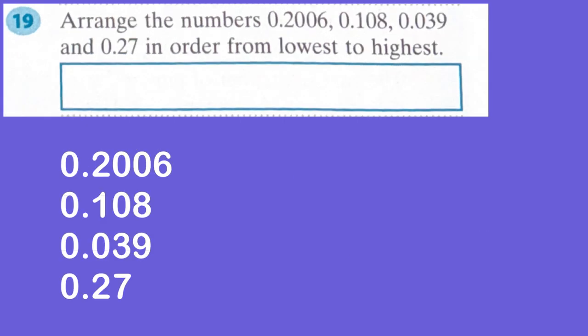Here we need to arrange the numbers in order from the lowest to the highest. Now it's important that you know that it's the lowest to the highest. So I'm just going to make sure that I highlight that, lowest to highest. How do we find the lowest number? You'll notice in here that we've got 4 numbers, and the very first number has actually 4 digits at the end. The second one 3, the third one 3, and then the last one has only 2.